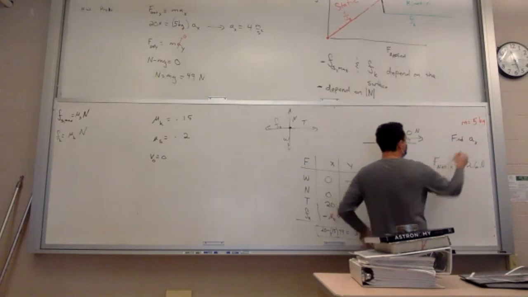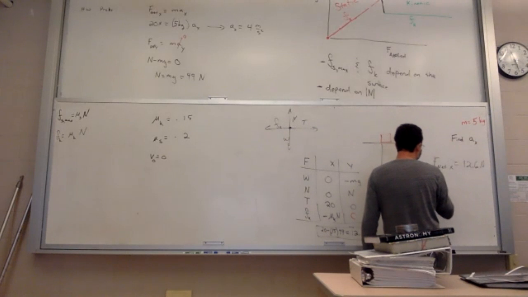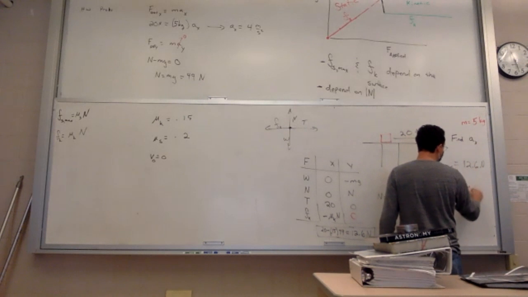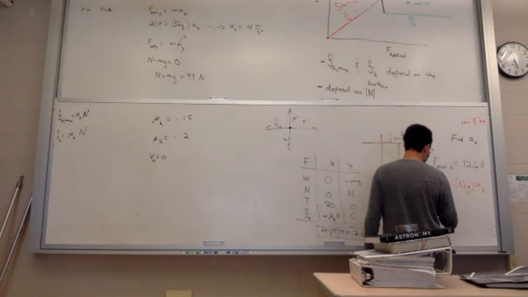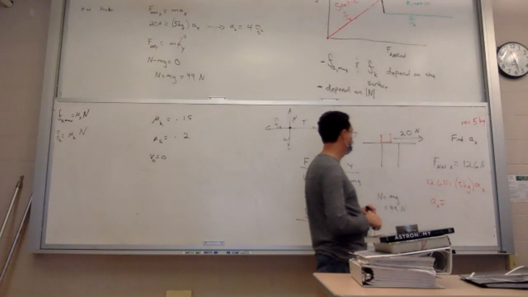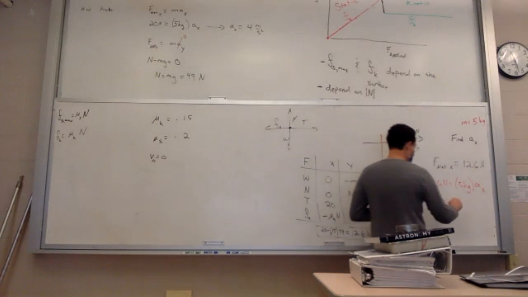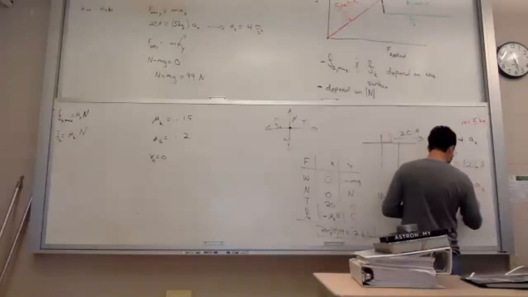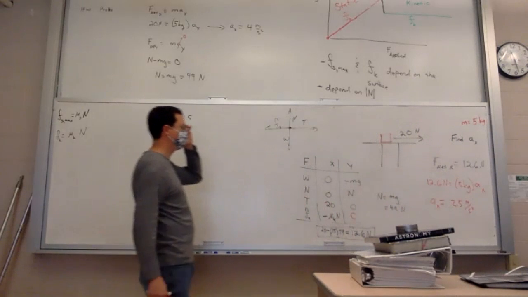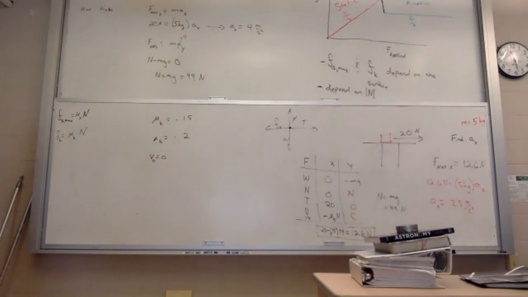The goal is to find the acceleration. So I'd say 12.6 newtons equals the mass, which was 5 kilograms, times the acceleration in the x direction. And I get the acceleration in the x direction is 2.5. I'm doing that right? You get that right? Round numbers. I'm estimating because I'm doing stuff in my head.